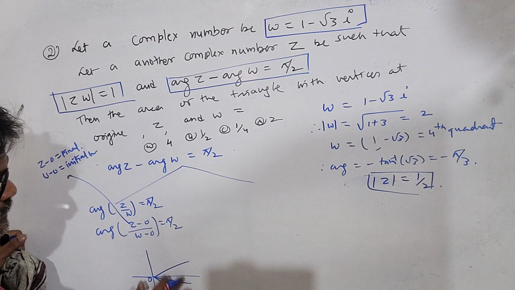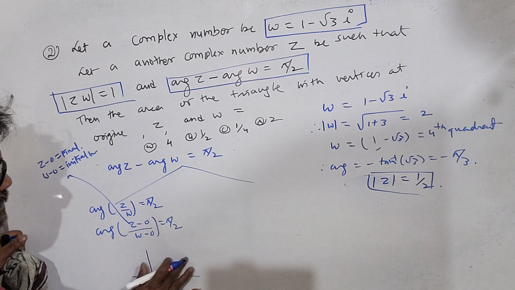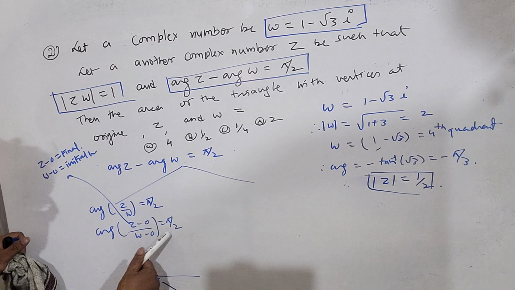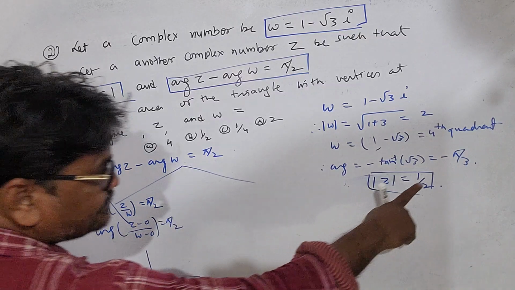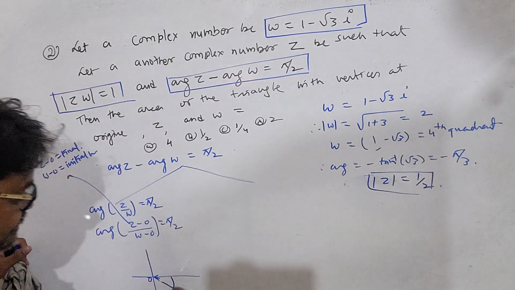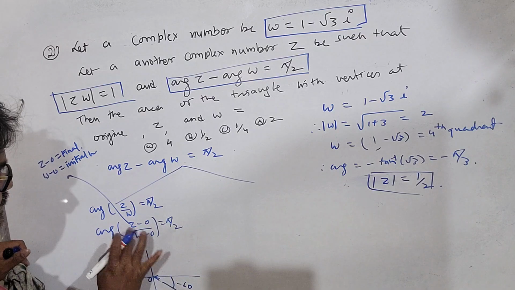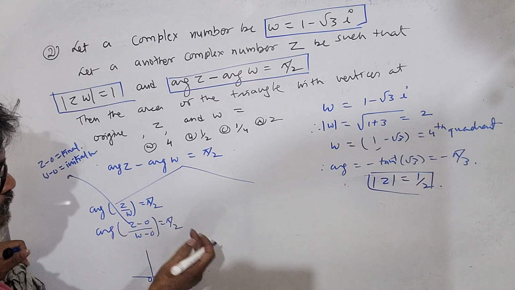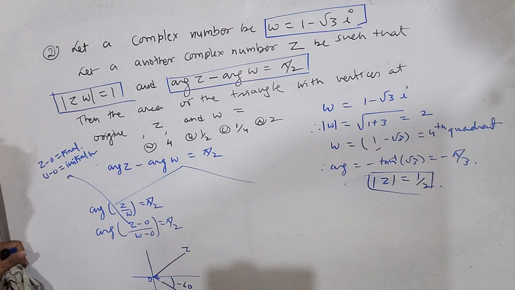Either this one or this one, that we have to decide. Okay, fine, that we can decide. How? The angle between them is pi by 2, so this angle is, you know that, 60 degree minus 60 degree, and the angle between z and w is pi by 2, which means 90 degree. Therefore this z must lie in this quadrant only.